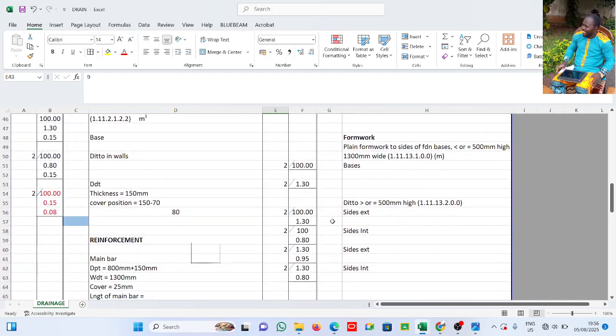So that is the reinforcement, basically. Measurement is in work on its own there.